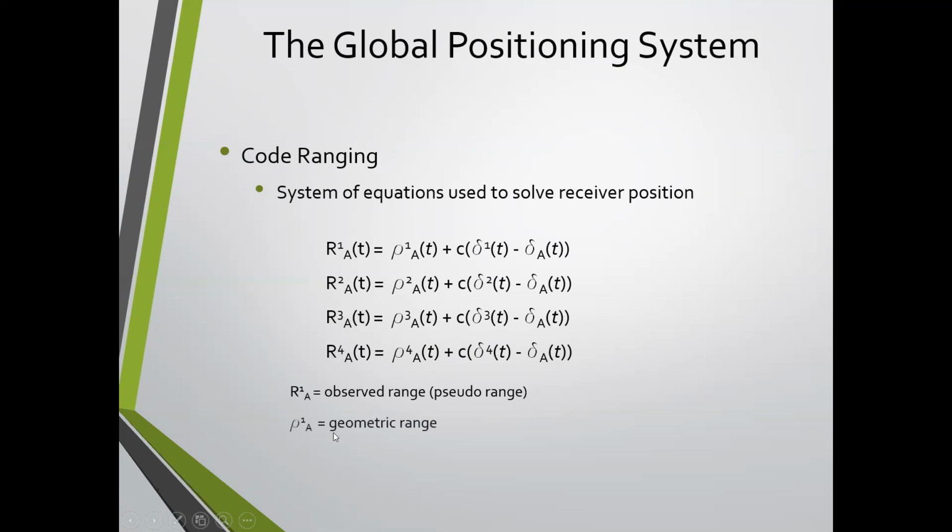You can see the geometric range. This is rho, which we just calculated before, at time t. And then there's your speed of light. And then these are biases. You have a satellite bias and a receiver bias, and those are timing things.